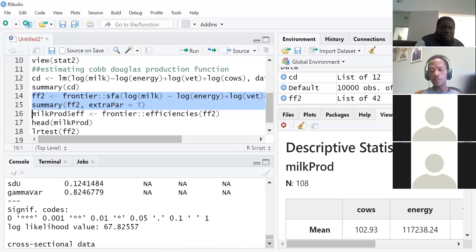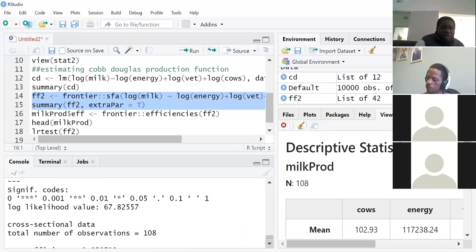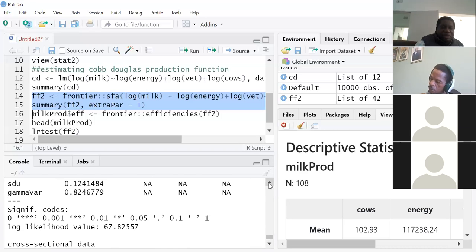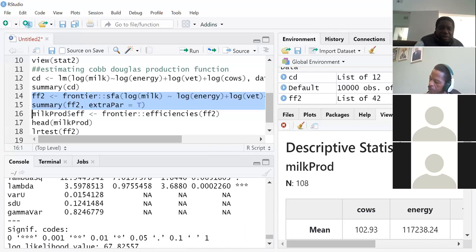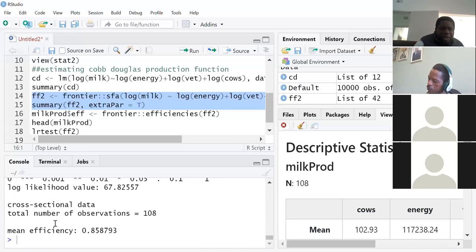Then for stats, you can see the overall efficiency, the mean efficiency of all the farmers. The mean efficiency is 0.86. So, which means that a certain level, what is the level of inefficiency? What is the level of inefficiency? Anybody? Fiona?